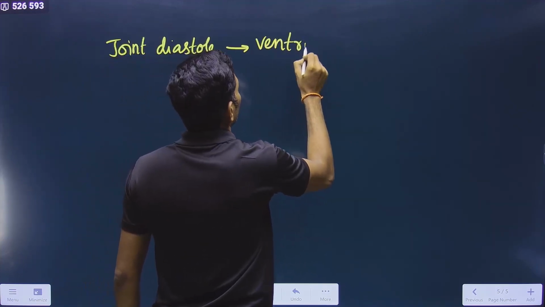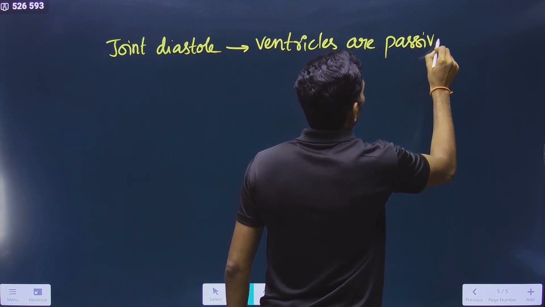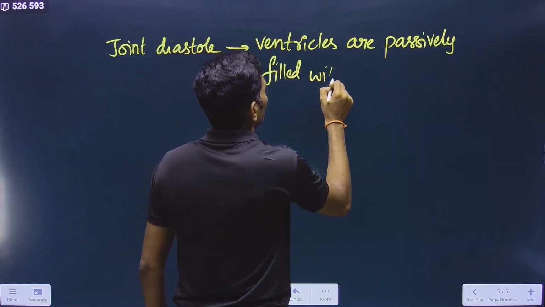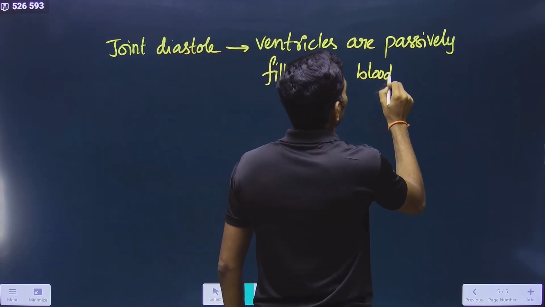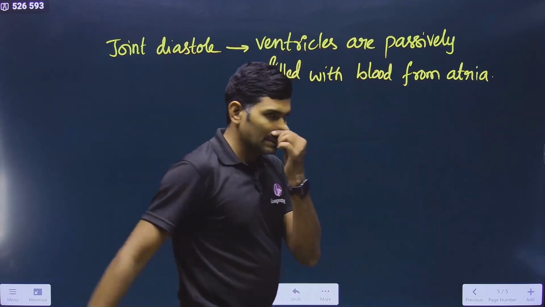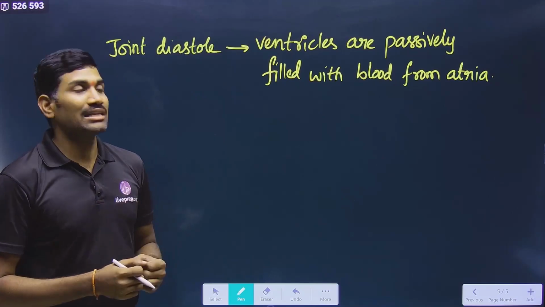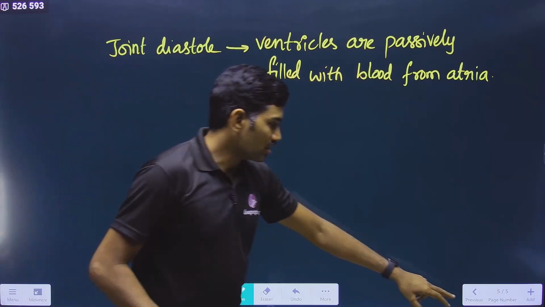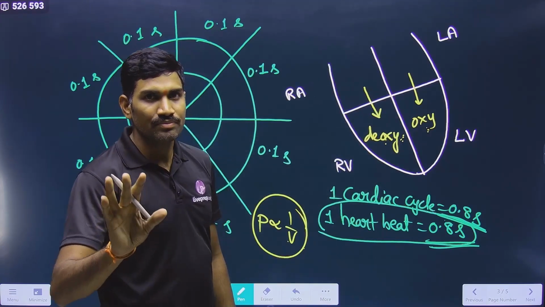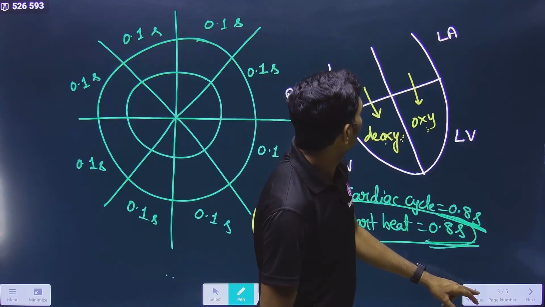Ventricles are passively filled. What is the meaning of passively filled with blood? Passively filled with blood from atria. Since the pressure inside the ventricles is less, it is automatically getting blood from the corresponding atria. Please understand the concept very carefully. Clear? Now we will talk about another thing.